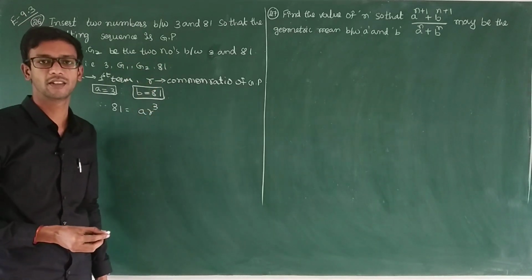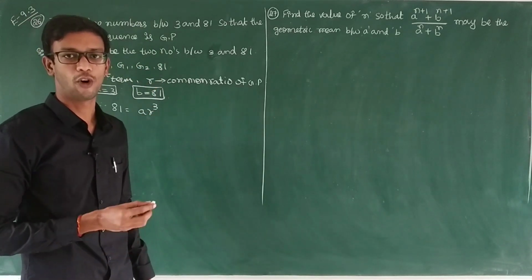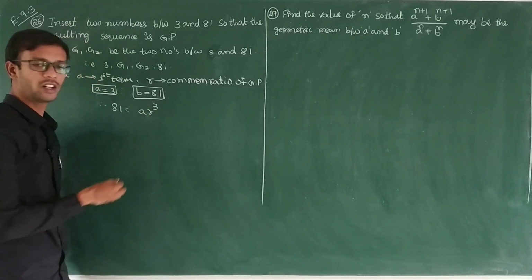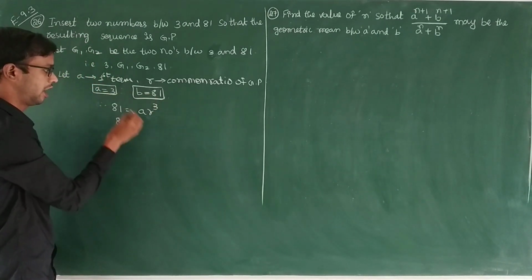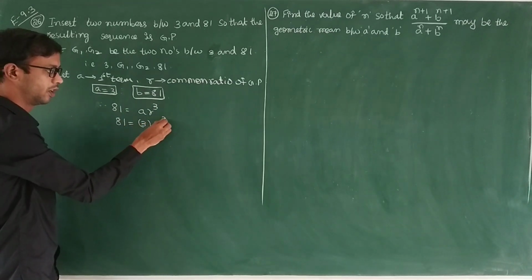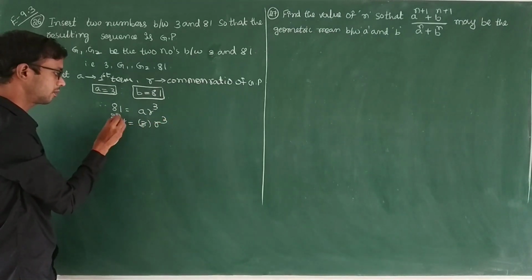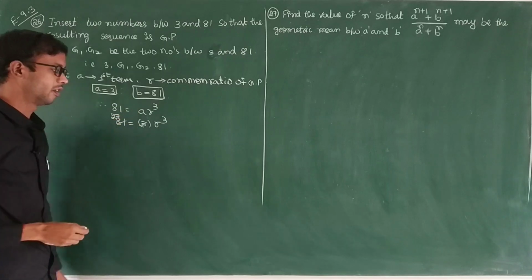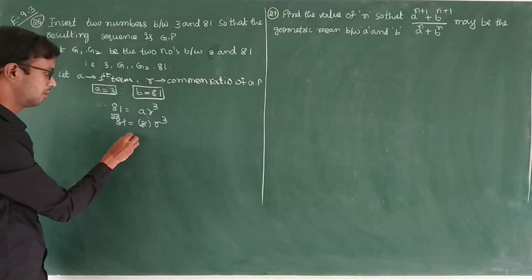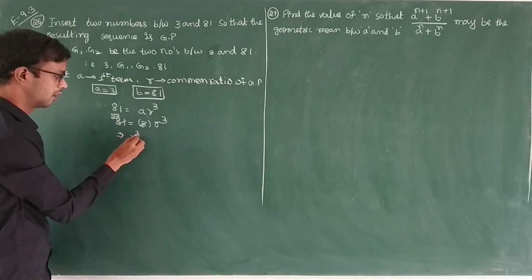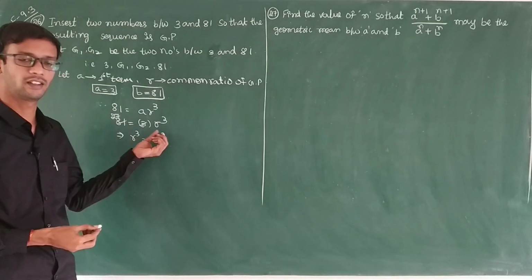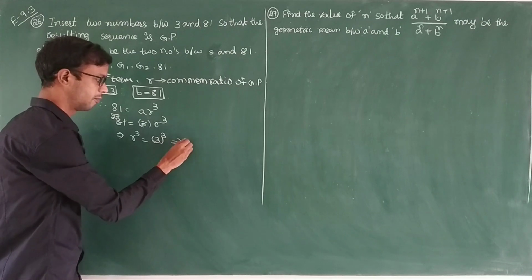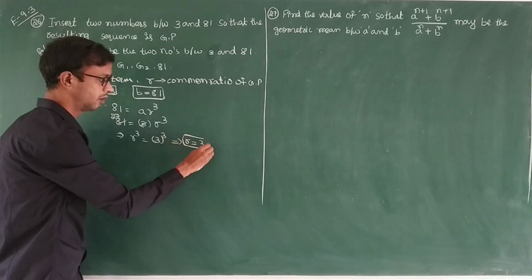The fourth term formula is AR power 4 minus 1, that is AR power 3. So 81 is equal to A, how much? 3. R cube we don't know. 81 divided by 3 is 27. So R cube is equal to 27, 3 whole cube we can write. 3 threes are 27. That implies R is equal to 3.